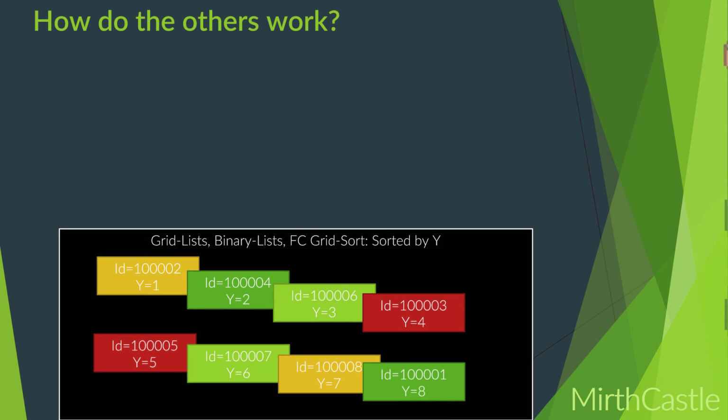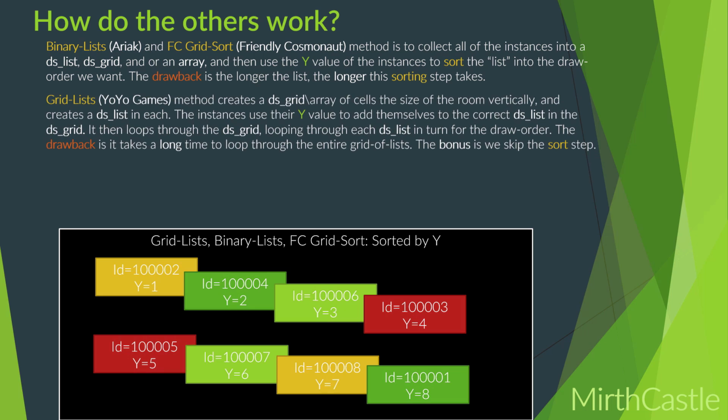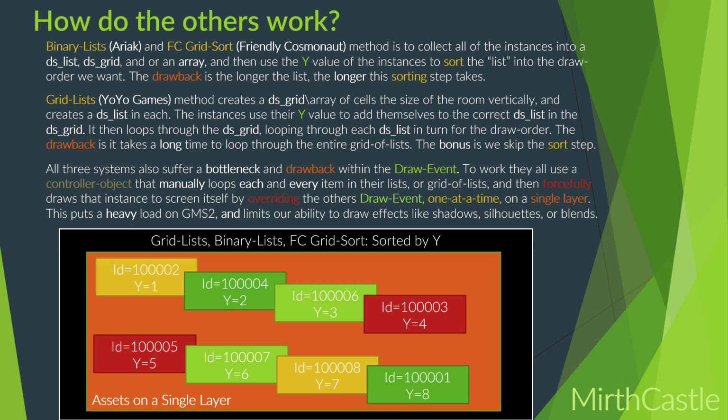Like I said in the beginning, we're going to examine how the 3 most popular systems work and touch on their drawbacks. In a nutshell, binary lists and FC grid sort are quite fast at low instance counts of less than say 150 or 200. The problem is with the sorting. There are whole computer science university courses on sorting things because computers aren't very good at that either. Grid lists, on the other hand, found a way to skip the sorting altogether, which is why it pulls ahead of the other two at higher instance counts like 4 or 500 or more, but at a huge cost in time to process all those lists. Unfortunately, that cost is there even if you only have a few instances on screen.